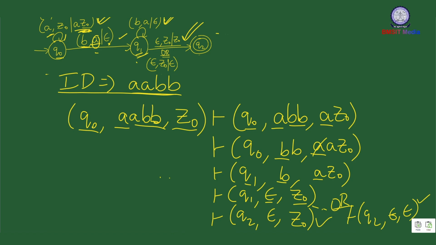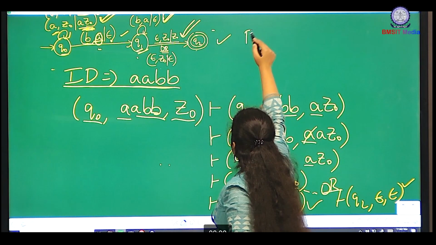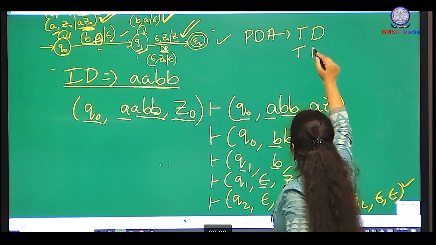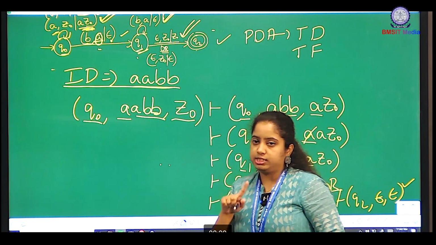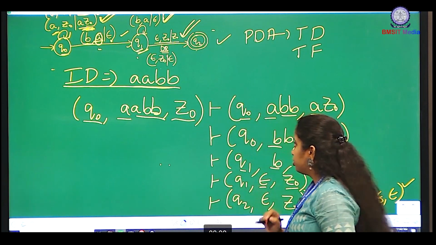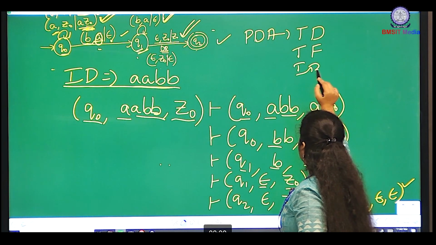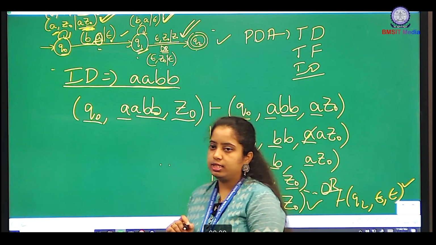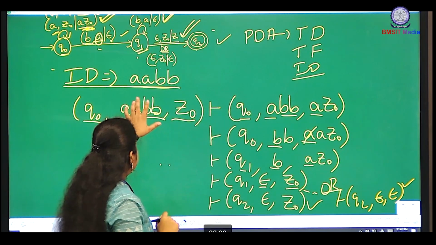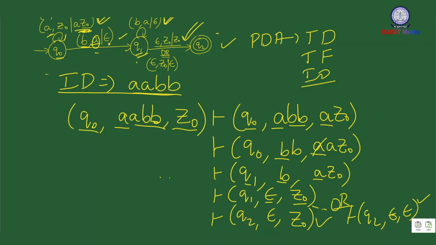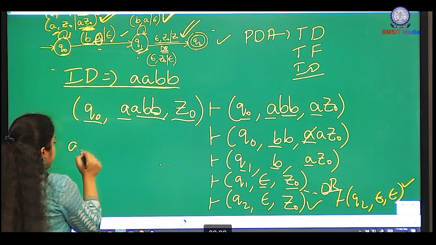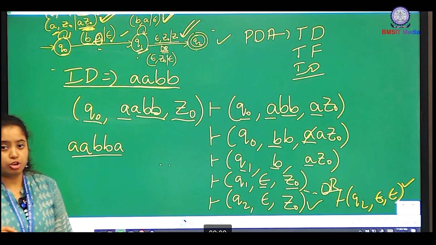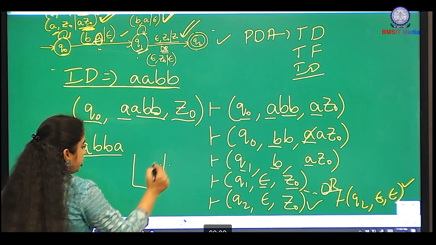So we have seen how to write the PDA, the transition diagram as well as the transition function, and after writing both you need to write the instantaneous description for the given string like this. This is the way to write it for the string AABB. If there was a string AABBA, should this be accepted? No, this should not be accepted. We will see with an example how it works.